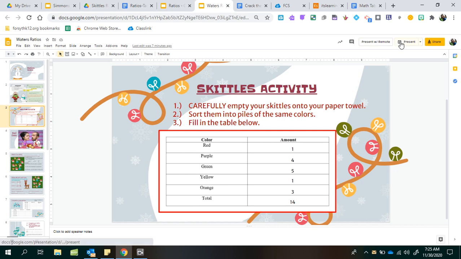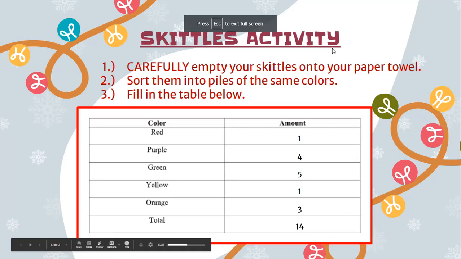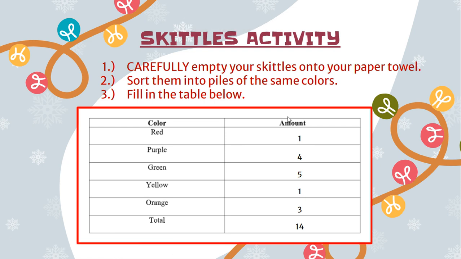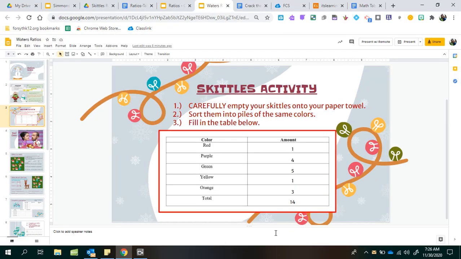All right, so let's get started. With this Skittles activity, you are just going to be following along with my bag of Skittles that I opened since you are not in class today. On that page, you can go ahead and take note of the different colors that you have in your bag of Skittles. So we had a total of 14: one red, four purple, five green, one yellow, and three orange. This is information we're going to need for later on in the lesson.